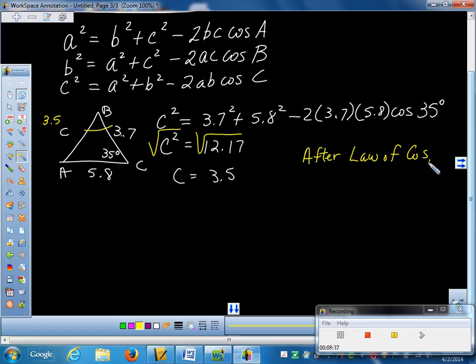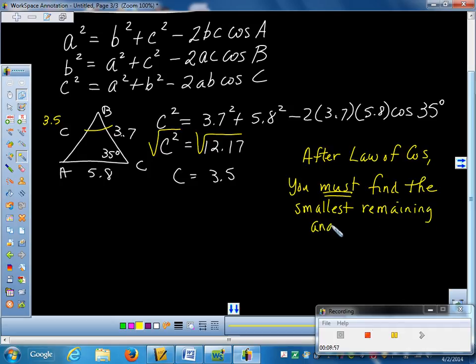After the law of cosines, you must go find whatever's going to be the smallest angle that comes next. So that's crucial. Once you've done a law of cosines, you have to go find the smallest angle that comes next. You can't go find the biggest one, and that's really easy to forget to do.